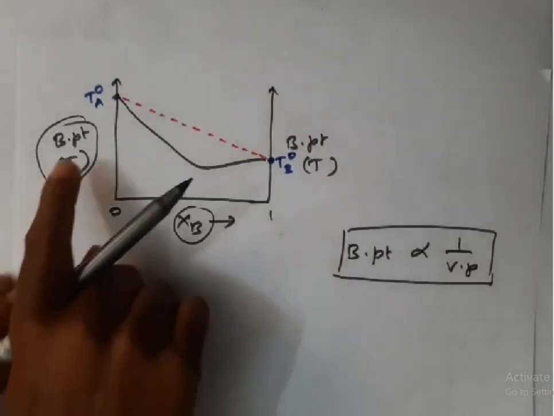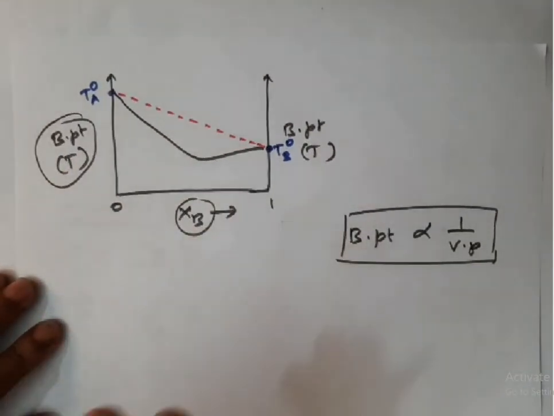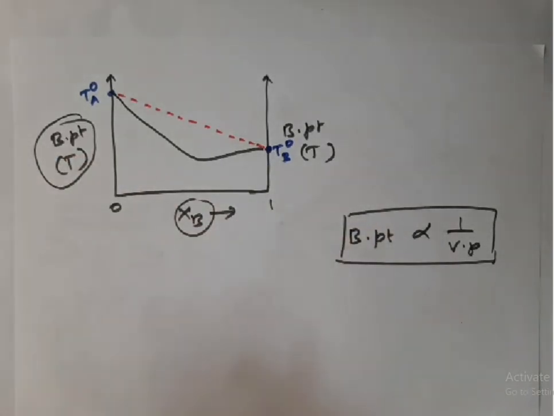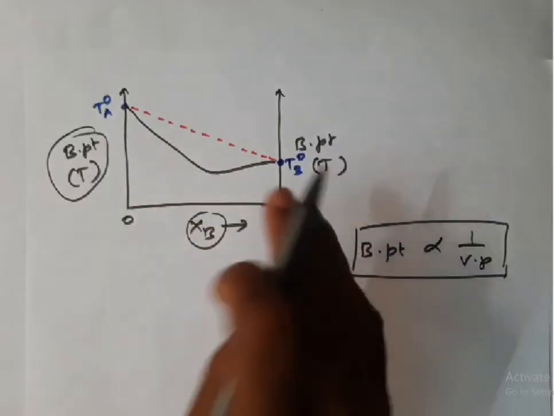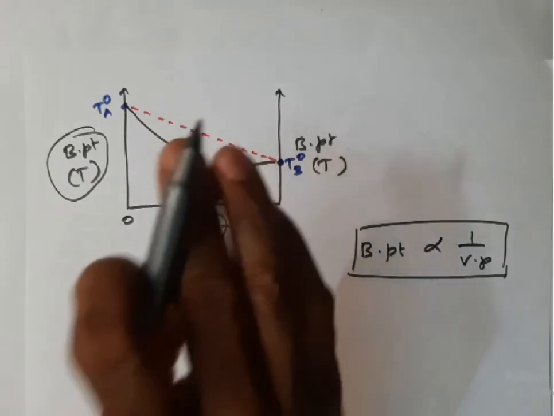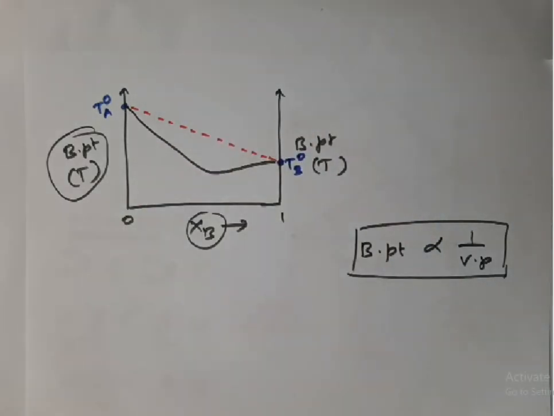Whereas in a boiling point composition diagram, students, be careful. Here the curve goes below the straight line, but this is a non-ideal solution showing positive deviation. So it is very, very important which diagram you are seeing. If it is a vapor pressure composition diagram, and the curve goes above the straight line, it is positive deviation. If it is a boiling point composition diagram, and the curve goes below the straight line, then it is positive deviation.